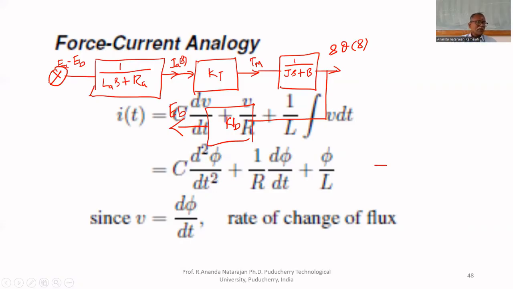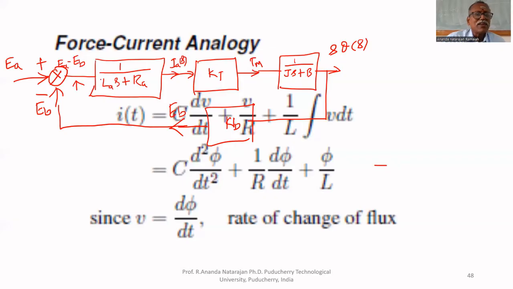An op-amp based summer, subtractor, adder, subtractor is studied. I studied operational amplifiers and linear integrated circuits. Like that, I am putting one summer. In that summer, I am giving EA as input, and another input is EB with a negative sign. So it is a subtractor. That's all. So what you are getting here is EA minus EB. EA minus EB is given as input, and that will give IA as output.